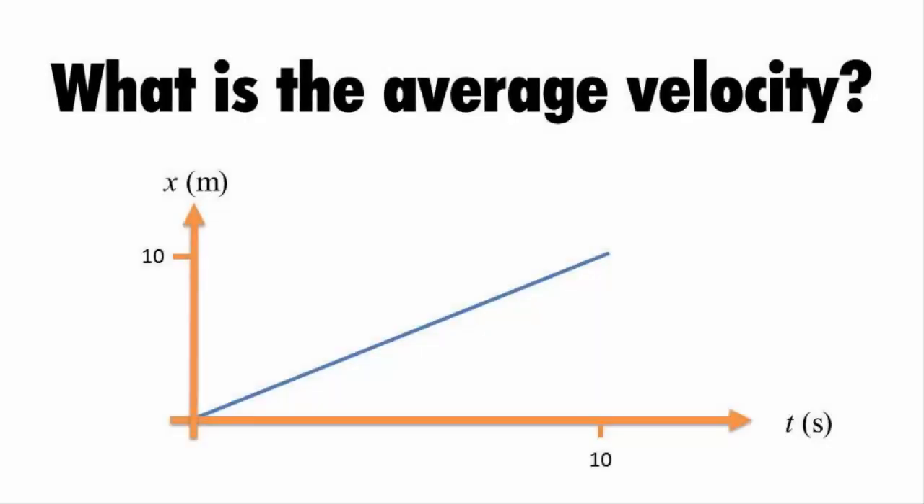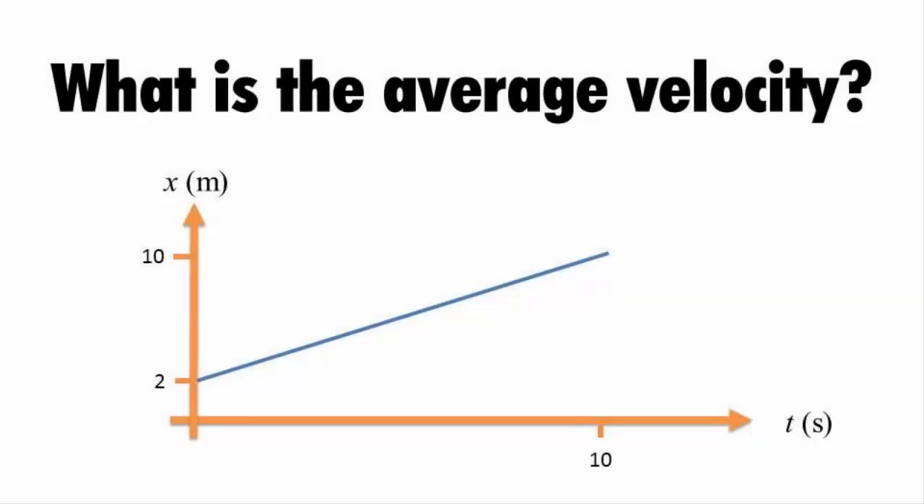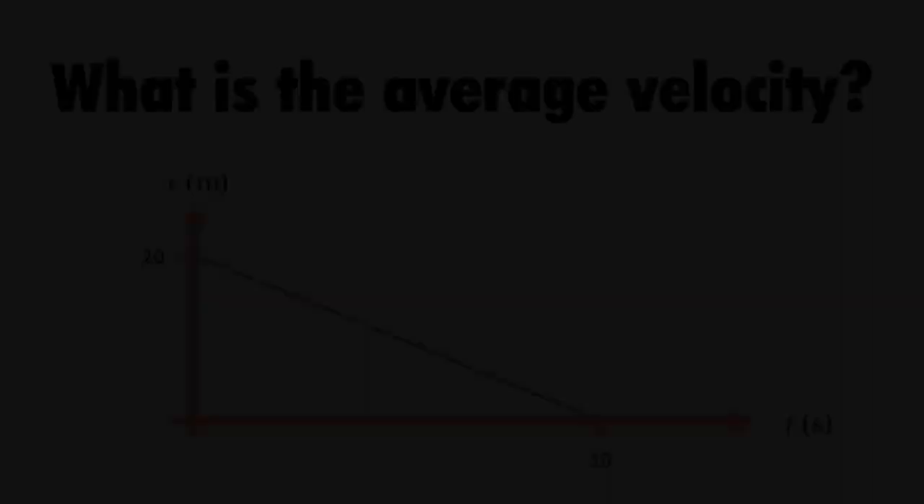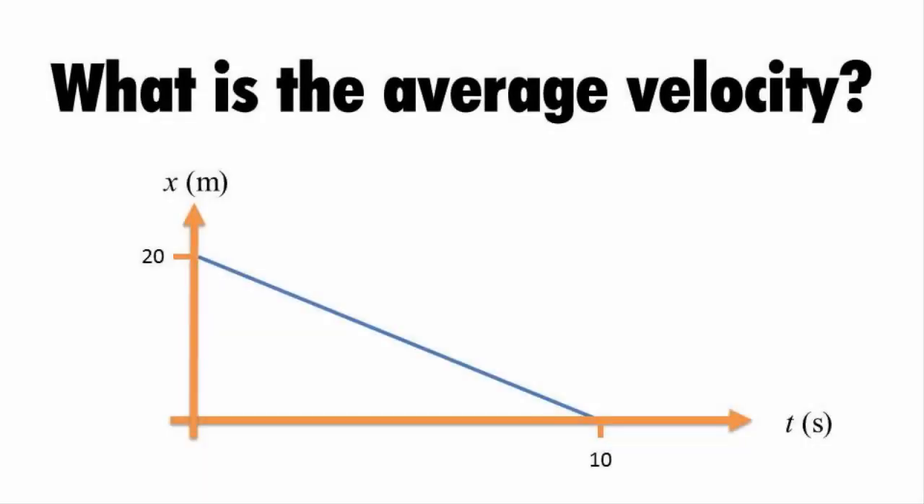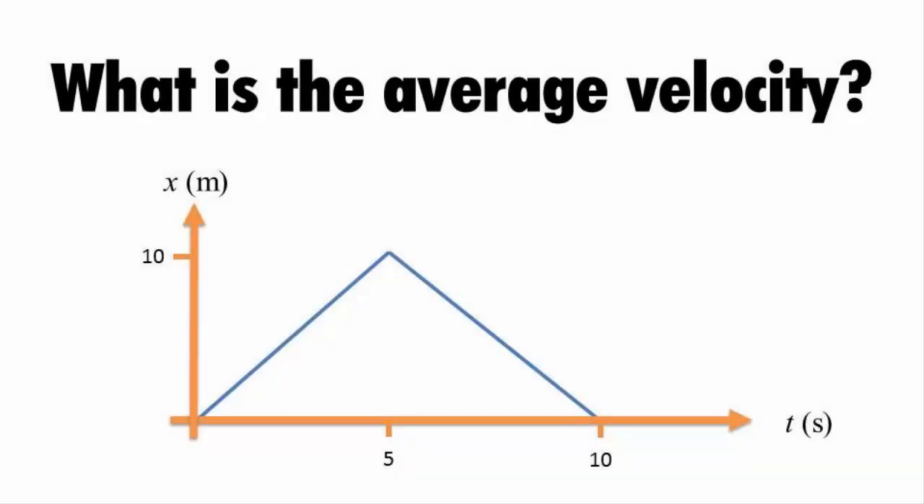Now have a go at determining the velocity of the motion for the following graphs. What is the average velocity of the motion described in this graph?